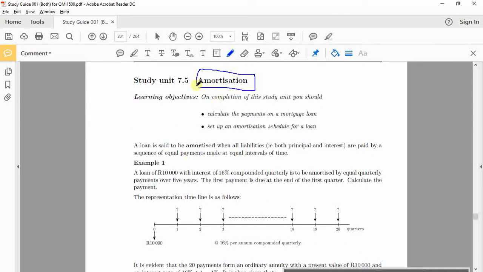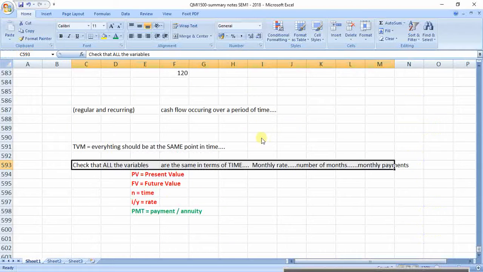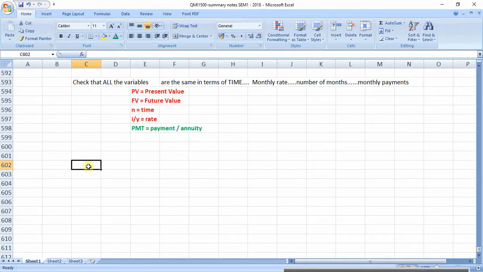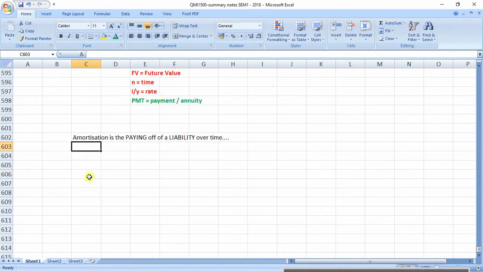Amortization. That's a nice section actually. Why? It's just application. What or how does amortization work? This is how you do it. Amortization is the paying off of a liability over time. I want to see if you can still do these things on your calculator.